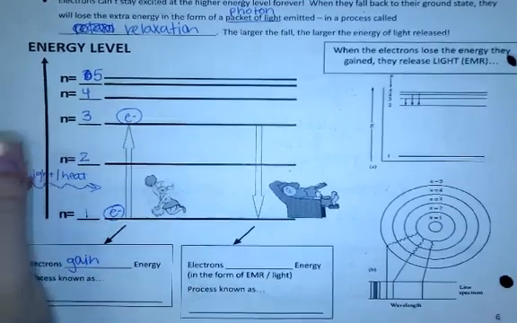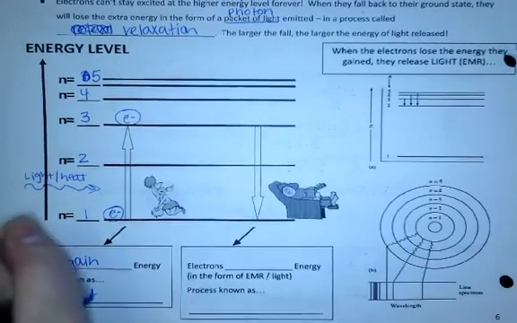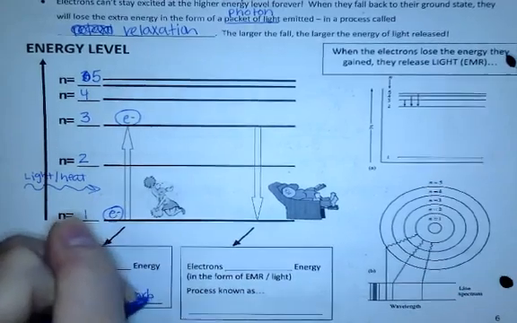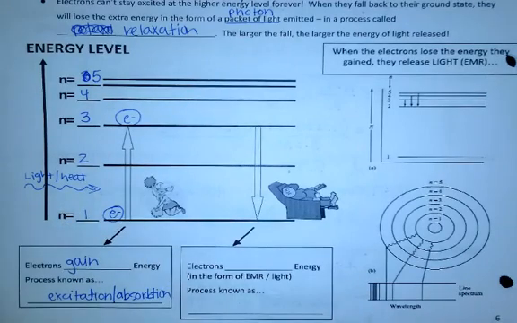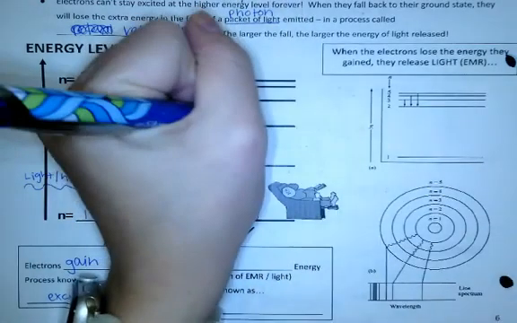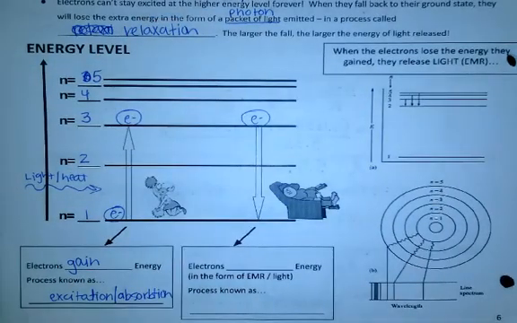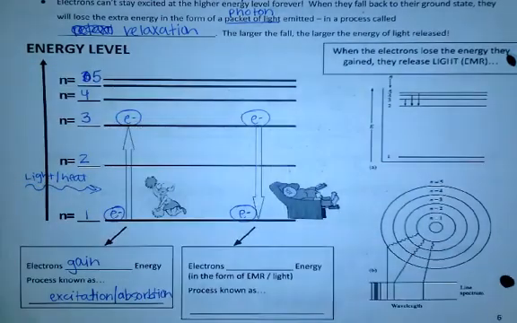So electrons gain energy in a process known as excitation, or another way of calling it is absorption. Okay, absorption, just like you absorb energy from an energy drink, it's going to absorb energy from light or heat. Now, remember, the electron can't stay in that excited state, okay? The electron's not going to stay up here in the third energy level because that's not its home. That's not where it's comfortable. And so the electron is eventually going to fall back down to its ground state.